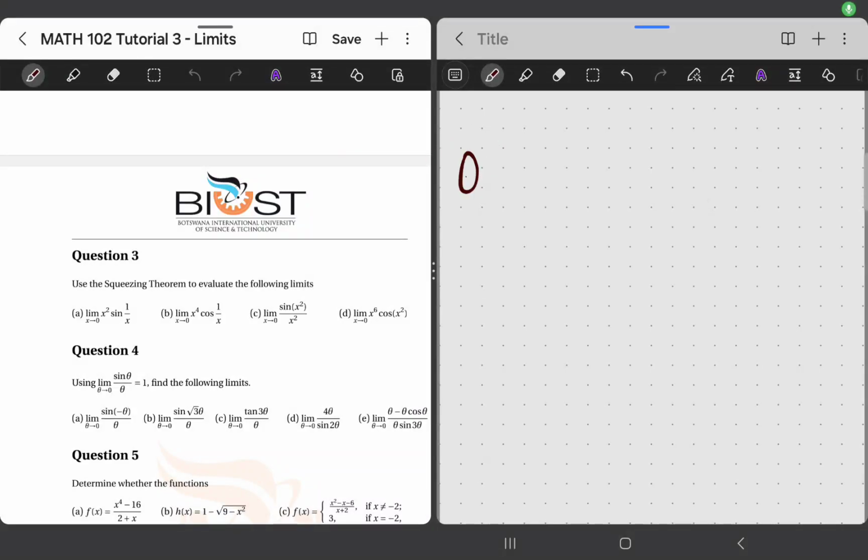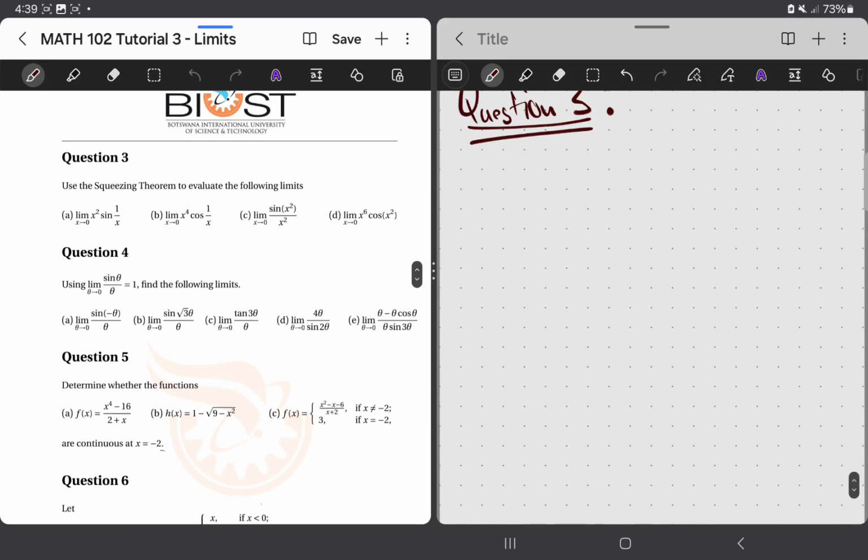Question 3. It should not even take us time. We should be able to do it in no time at all. Let's get to work. Question 3 is saying, use the squeeze theorem to evaluate the following limits.